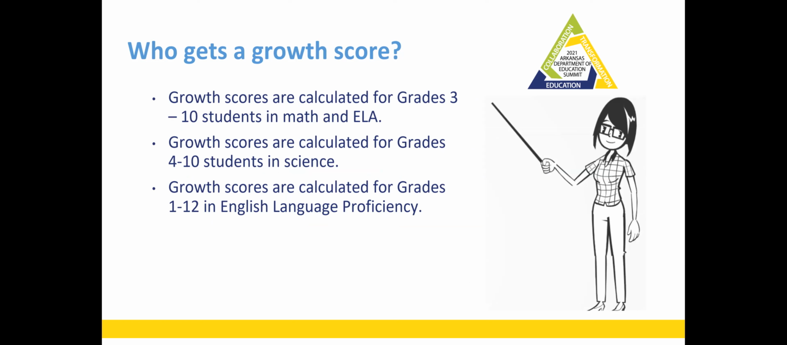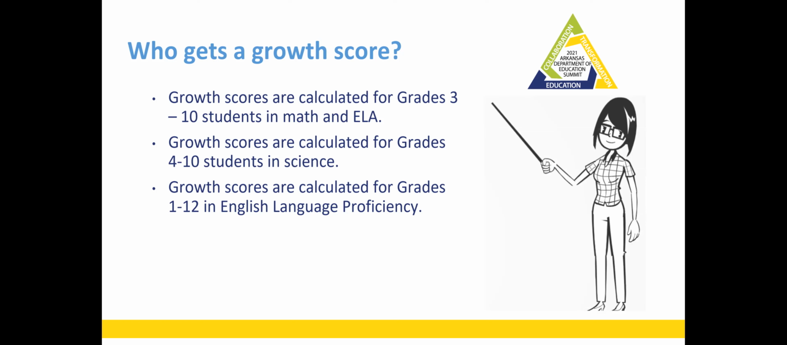Now, there's been some confusion, particularly since we haven't calculated the model in 2 years, about who gets a growth score. So growth scores are calculated for grades 3 through 10 students in math and ELA for the purpose of ESSA. I want to make that clear because you may have growth scores associated with the K2 data or even with the interim assessments if you're giving those in grades 3 through 8, but those are not the growth scores that we use. We calculate a separate growth score using ACT Aspire achievement data. And we do that for grades 3 through 10 in math and English language arts. We also calculate growth scores for grades 4 through 10 students in science. We can't calculate grade 3 because we don't have any prior scores in science.